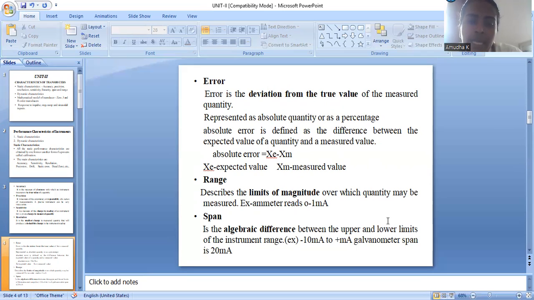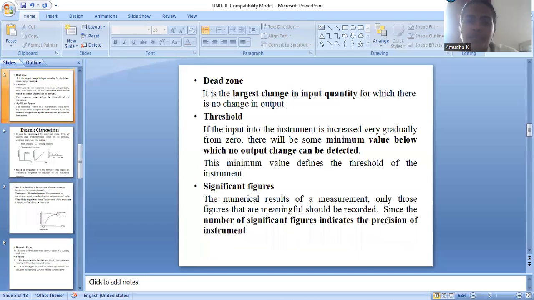Then range. Range is a limit of magnitude. Okay, so plus or minus 5, or plus or minus 10, or plus or minus 0.5 or 1 is acceptable. That is a range. And span. It is the algebraic difference between the upper limit and the lower limit of the instrument range. For example, in a galvanometer, the span is 20 milliamps, so the range is from minus 10 milliamps to plus 10 milliamps. That is the range or span of the galvanometer.